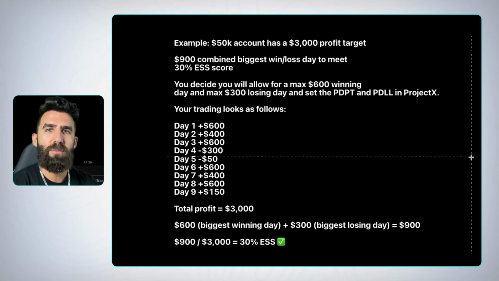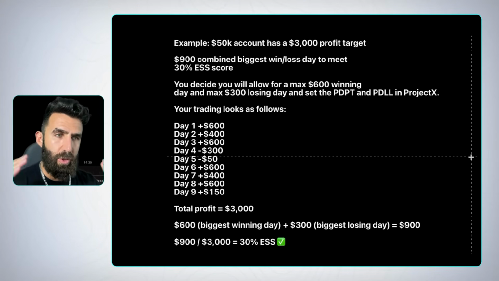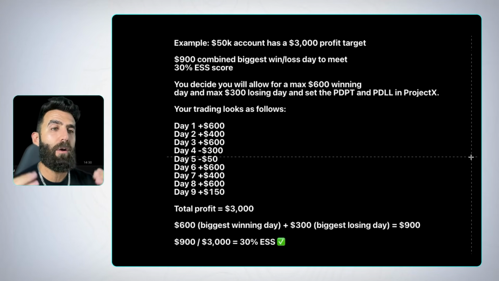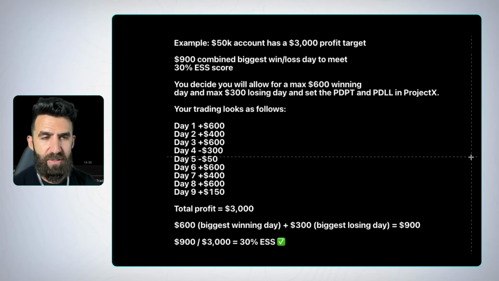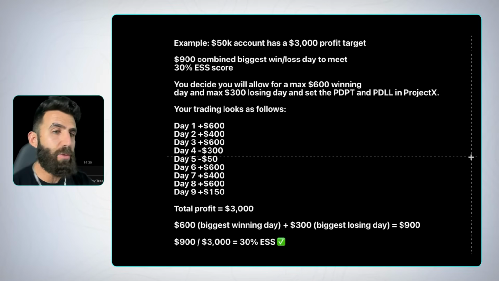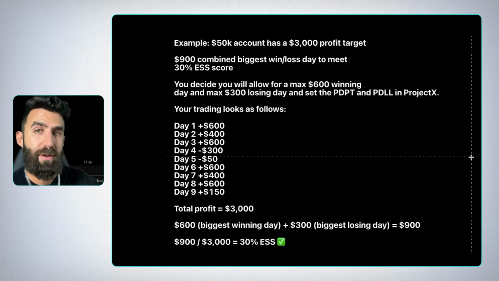It's worth noting as I'm doing the math, I'm using round numbers here, right? If we want to be extremely safe, keep your personal daily profit target and your daily loss limit a little bit below that winning and losing day. For example, you might set your personal daily profit target at $590. You might set your max loss limit at $290, right?